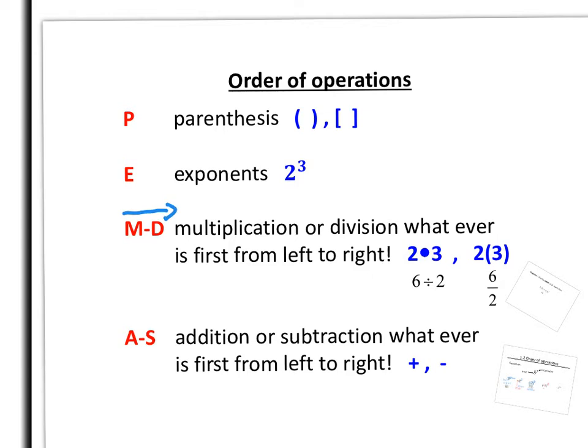For example, if you have multiplication and division at the same time, if you have multiplication on the left side first, you multiply. But if you have division on the left side first, you divide. So you have to be careful when you have those two operations together. Same thing with addition and subtraction. You always want to add or subtract whatever's first from left to right. So if you have addition first on the left side, then you add. If you have subtraction, then you subtract. All right? So what do I mean?